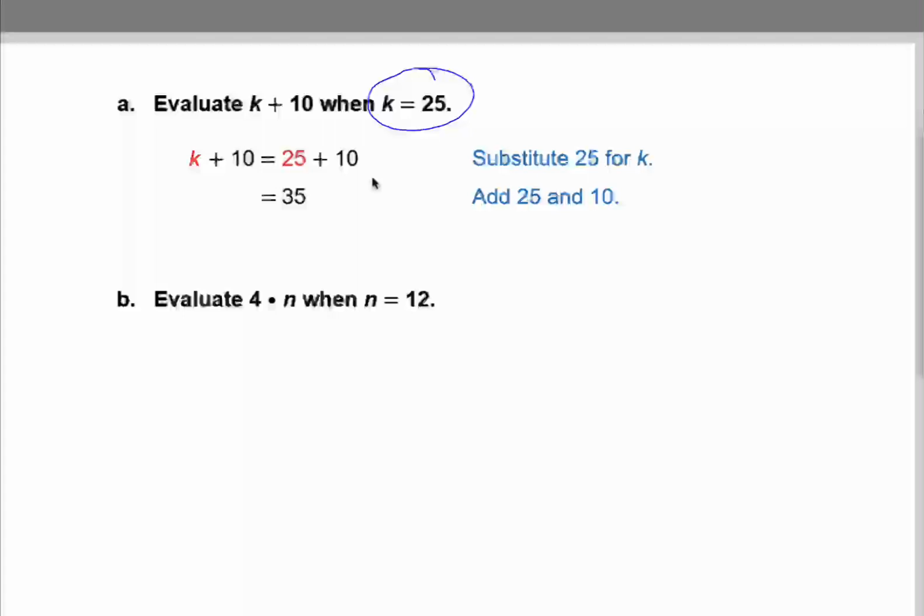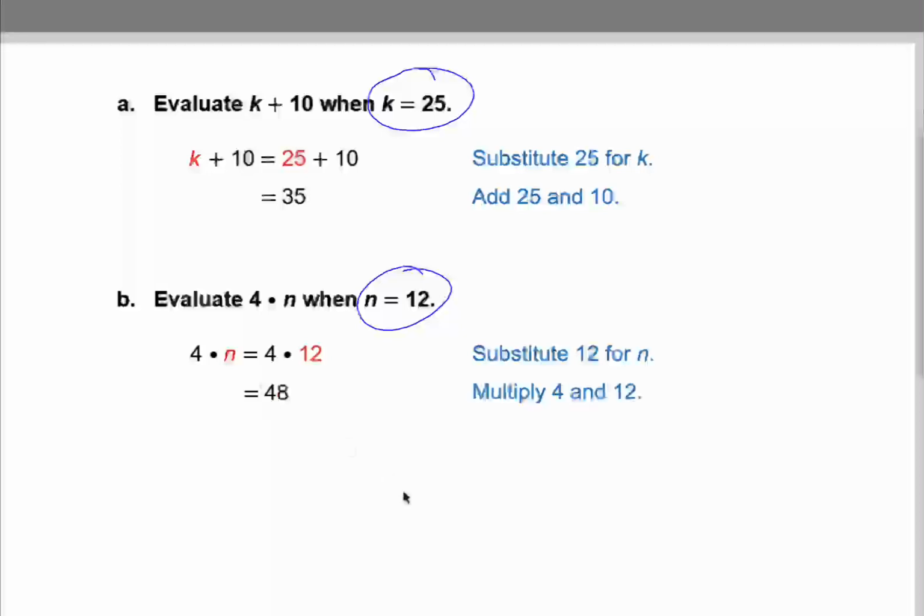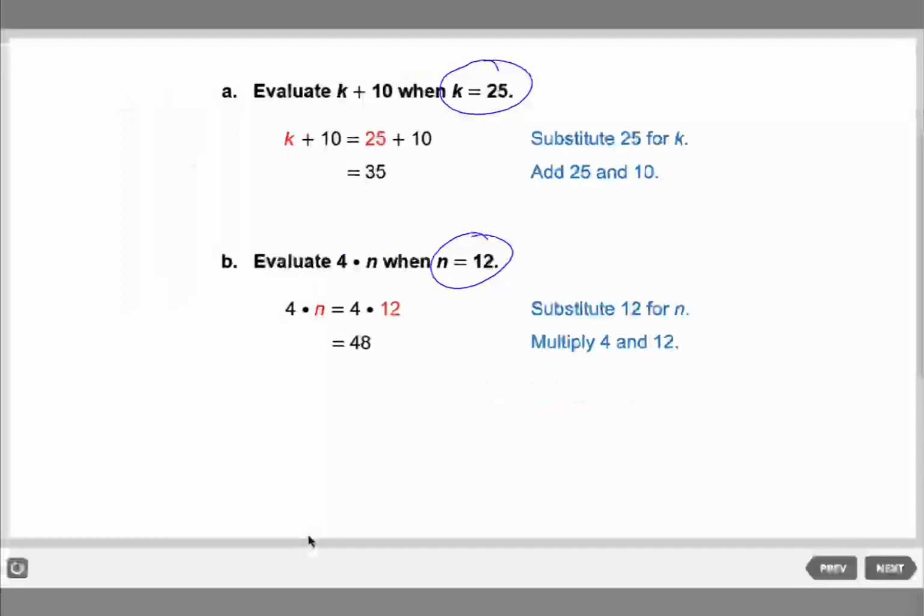Any problems? Let's do it one more time. Evaluate 4 times n, or 4n, when n equals 12. What should we do again? Substitute 12 for n. So just remove the n and write 12. So 4 times n is 4 times 12, and just multiply them, you get 48. Okay, any problems?